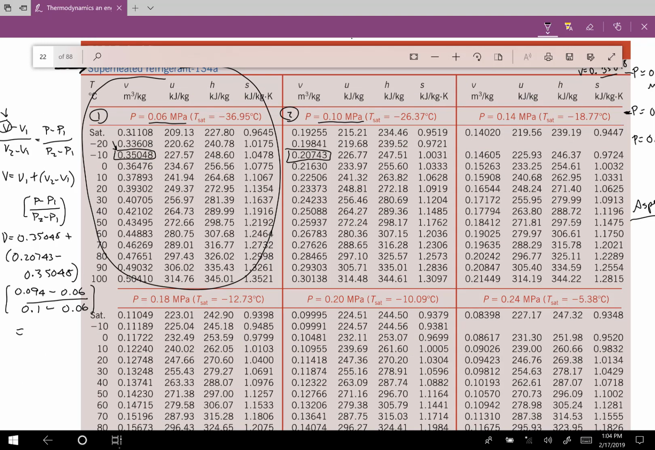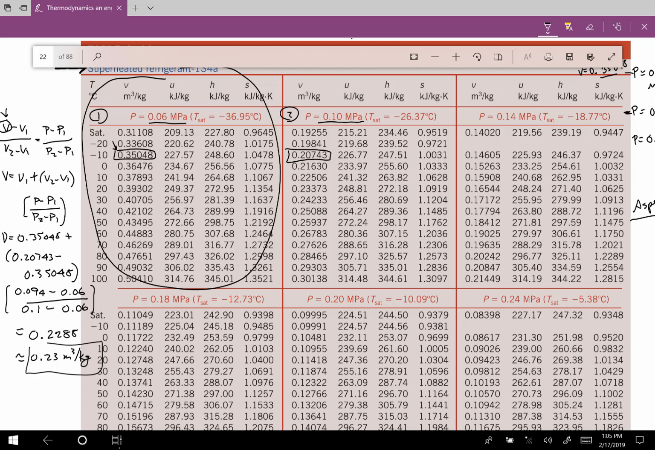So then if you work through this, you get that this is equal to 0.23, I actually get 0.228, but I rounded up to 0.23. So approximately 0.23. And then this is meters cubed per kilogram.